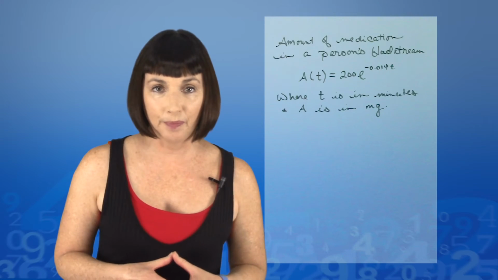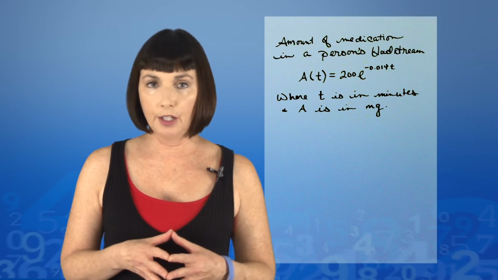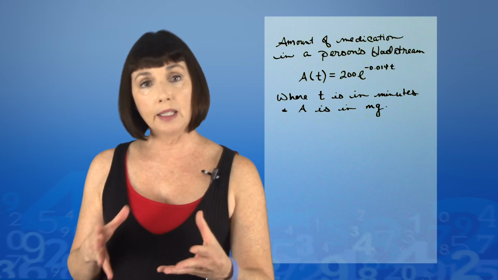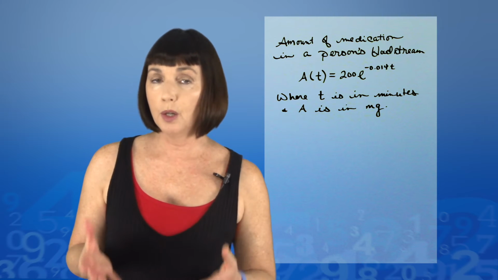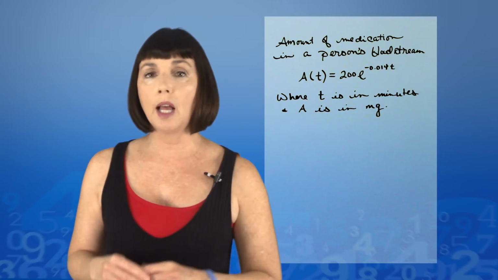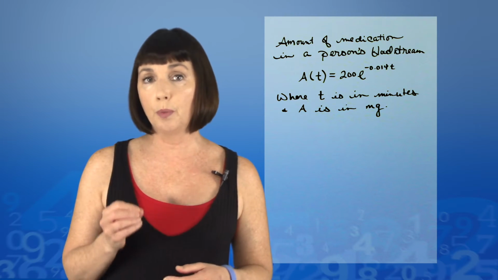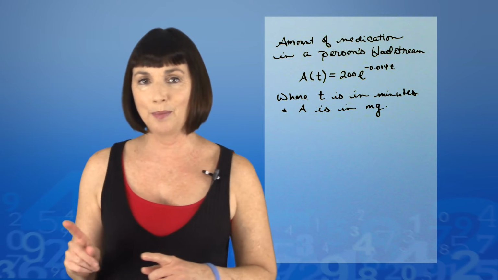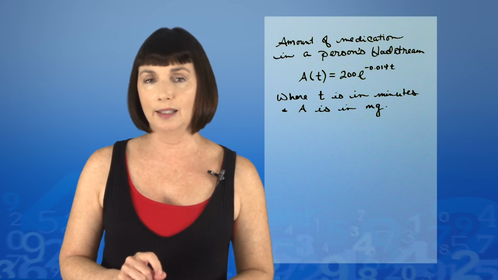Here's our next problem. The amount of medication in a person's bloodstream after injection into the bloodstream is given by the function A of t, which is equal to 200 times e to the power of negative 0.014t, where t is in minutes and A is in milligrams. So let's just take a little look at this.